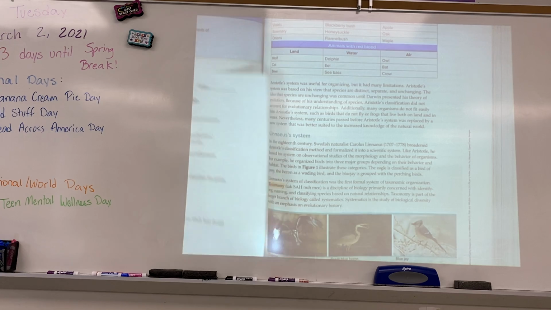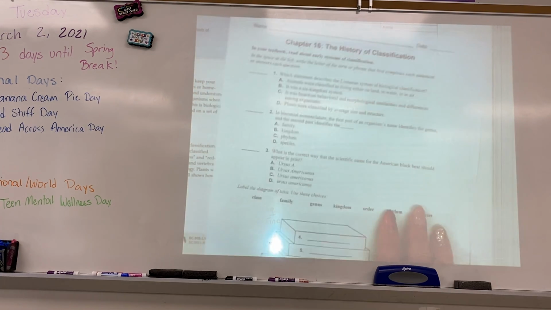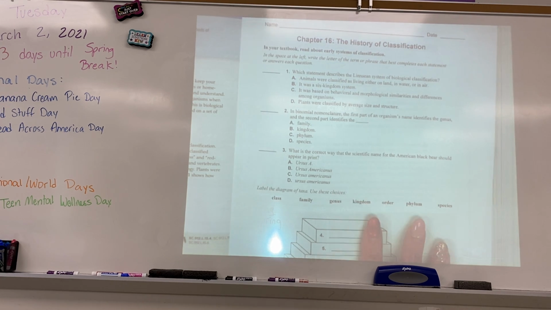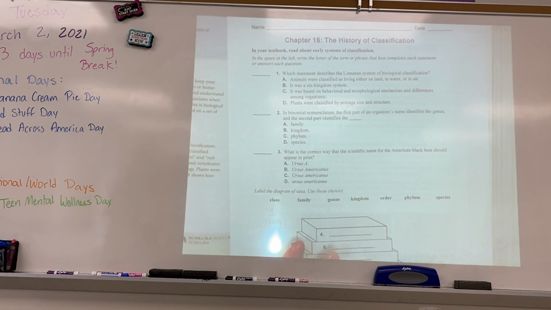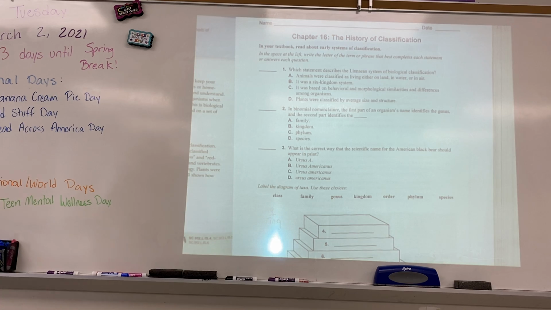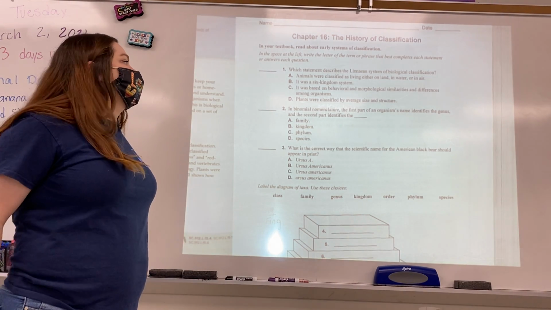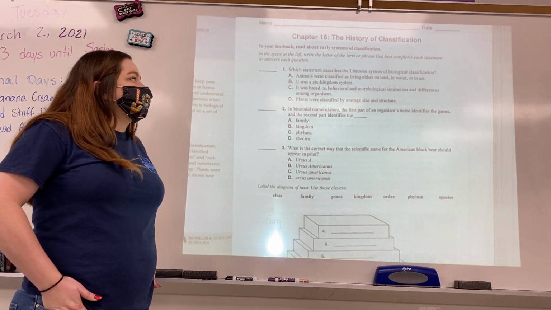So that's where we've got our system of taxonomy, from this guy and his system. From what John Naldi said, number 1 we should be able to answer. Which statement describes the Linnaean system? I don't know how to say that word. Anyway, that system of biological classification.